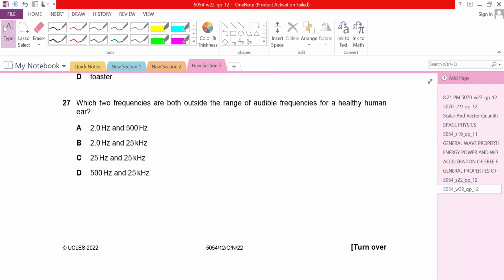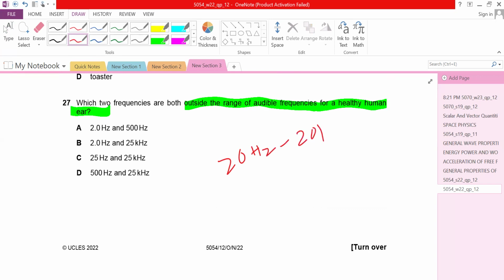Which two frequencies are both outside the range of audible frequency for a healthy human ear? The range of audible frequency is from 20 hertz to 20,000 hertz. You have to figure out the outside range. So this is B. Option B is correct: 2 hertz and 25,000 hertz. So this is the outside range.